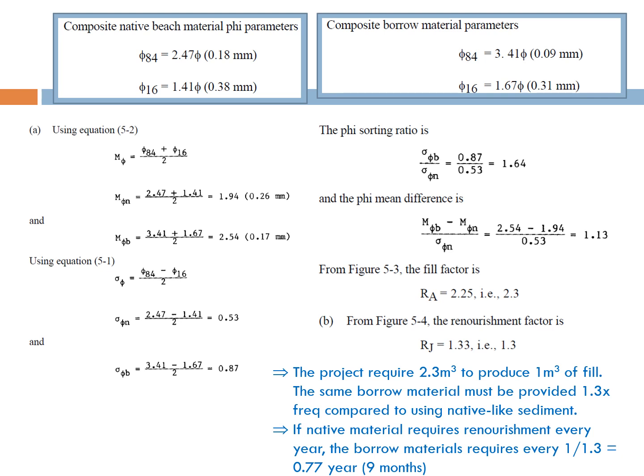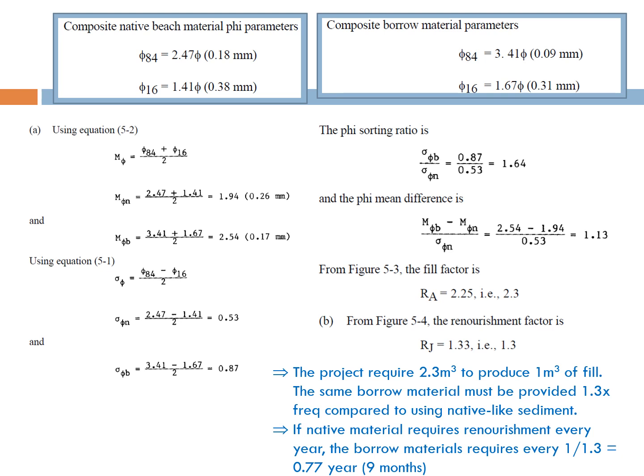Here we have the composite native beach material given by phi 84 equals to 2.47 phi and phi 16 equals to 1.41 phi, which correspond to 0.18 mm and 0.38 mm respectively, whereas the proposed composite borrow material has phi 84 and phi 16 of 3.41 phi and 1.67 phi respectively. So first and foremost, let us derive all the statistical properties of both the native and the borrow material.